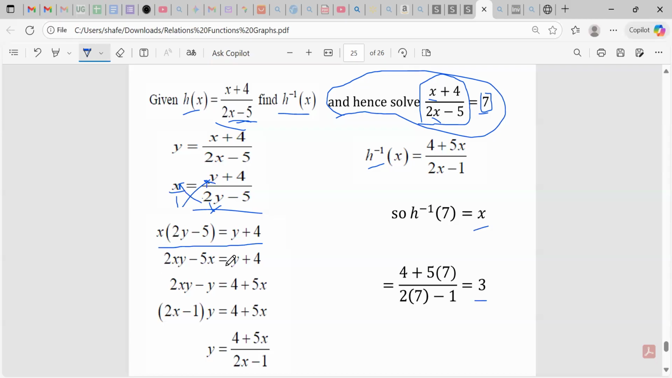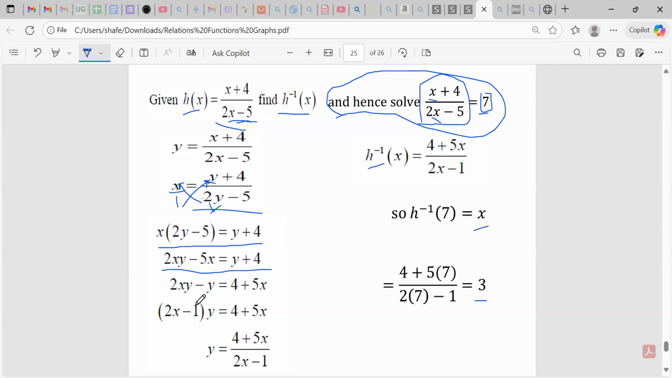Remove the bracket, right? And what we do now, try to get all the y's to one side and everything else the other side. So we take this y, bring it over here, and take this minus 5x over there. And this is what we get. 2xy, this y goes over, becomes minus y. This minus 5x comes over here, becomes plus 5x. So all the y's are on one side, right?